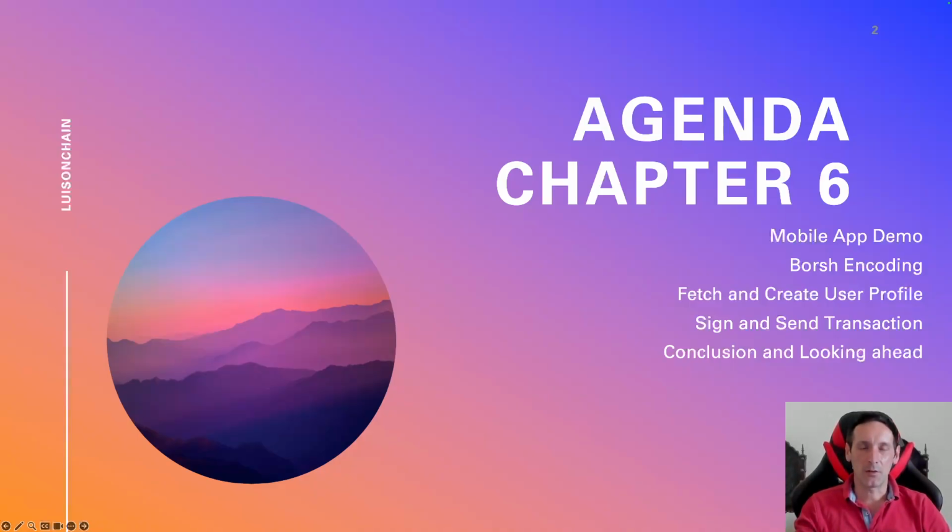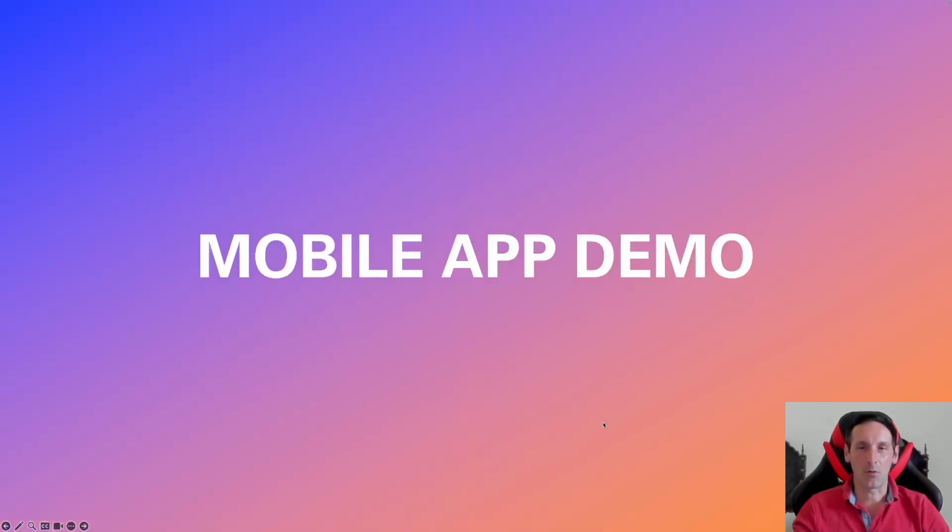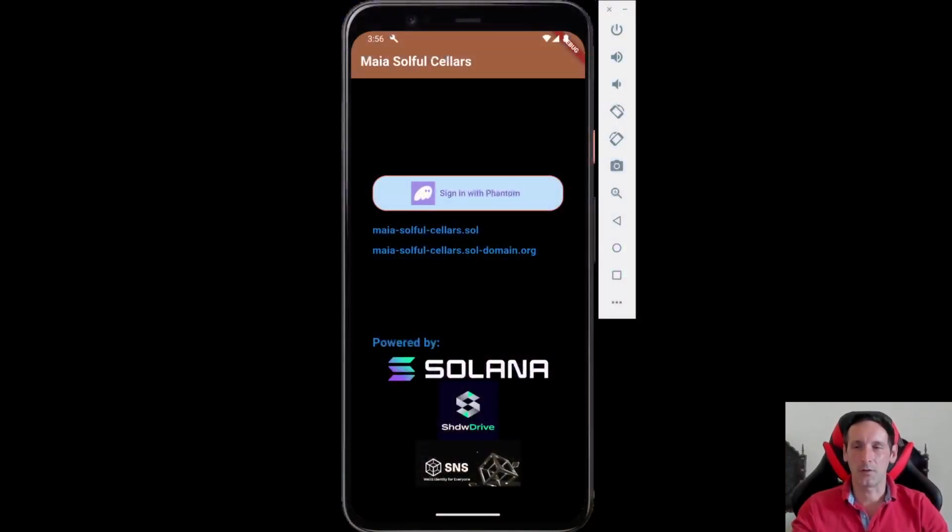So let's go to the mobile app then. Let me locate the app first and switch to the mobile app. All right, so as you can see, I've already launched the app in the emulator so that we don't waste any more time.